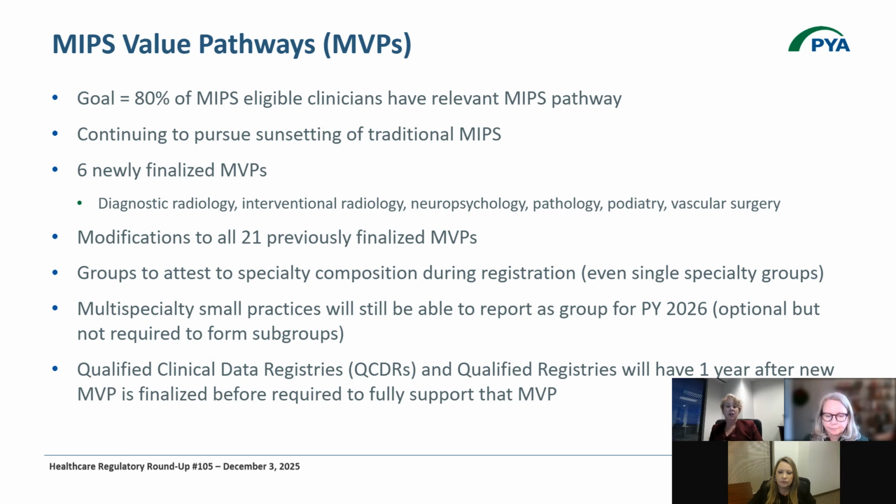They confirmed and finalized that groups must attest to the specialty composition during registration, even if the group is a single specialty group. Before, they were trying to identify that based on claims analysis. So now a group is responsible for assigning their own specialty composition. Multi-specialty small group practices can still report as a group for performance year 2026. It's optional, but not required, to report as subgroups.